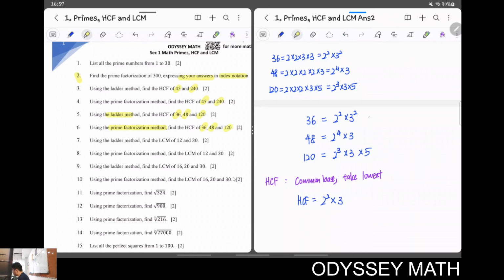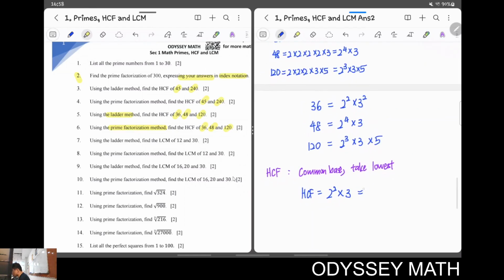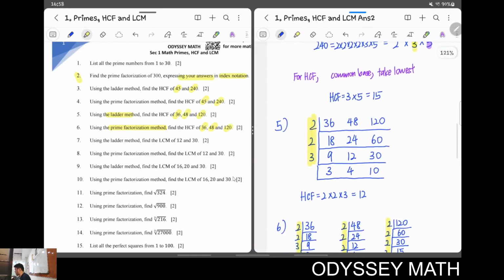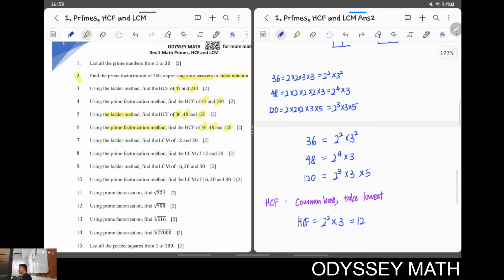But for 36 and 48, no base 5. Only 120 has base 5. So it's not a common base to all three numbers, so we don't take anything from base 5. So the HCF is just 2 to the power 2 times 3, which equals 12. As you can see, the answer is the same as the ladder method in question 5 earlier. Can? So that is for question number 6.